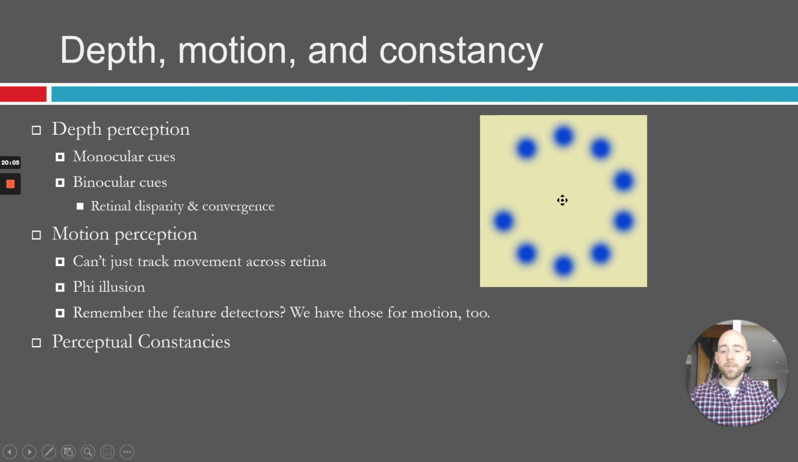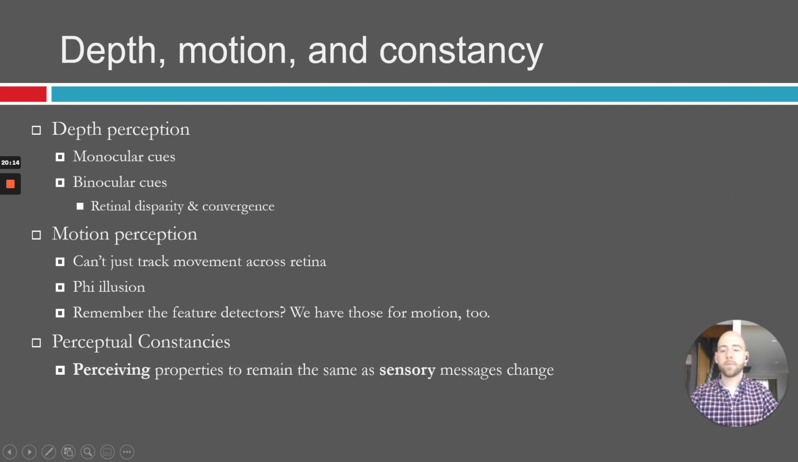We also happen to have feature detectors, those high level detectors. We have those for motion as well. So there are certain photoreceptors you have that are firing off when you see something moving.